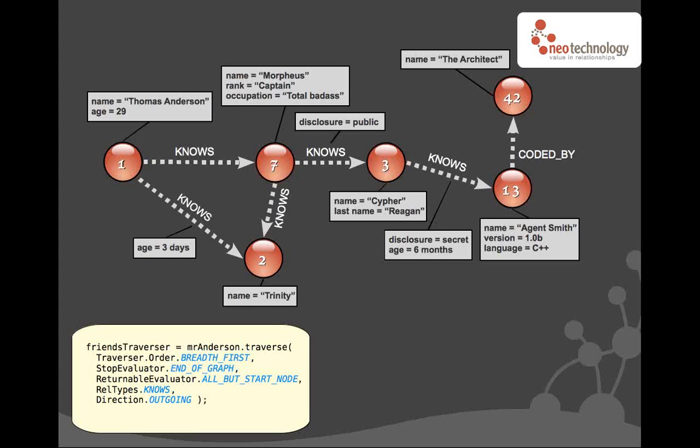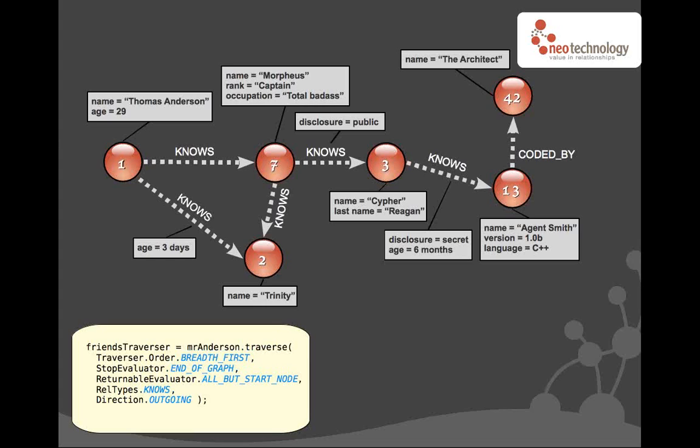When we invoke next again on the traverser, what it's going to do is it's actually going to go back to 1, because remember, this is breadth first rather than depth first. So it's going to take a step back to 1 and then take the second relationship that matched the filter. In this case, that was knows in the outgoing direction. Why does it do this? Well, because it asked the stop evaluator, which told it to just keep traversing as long as you can.